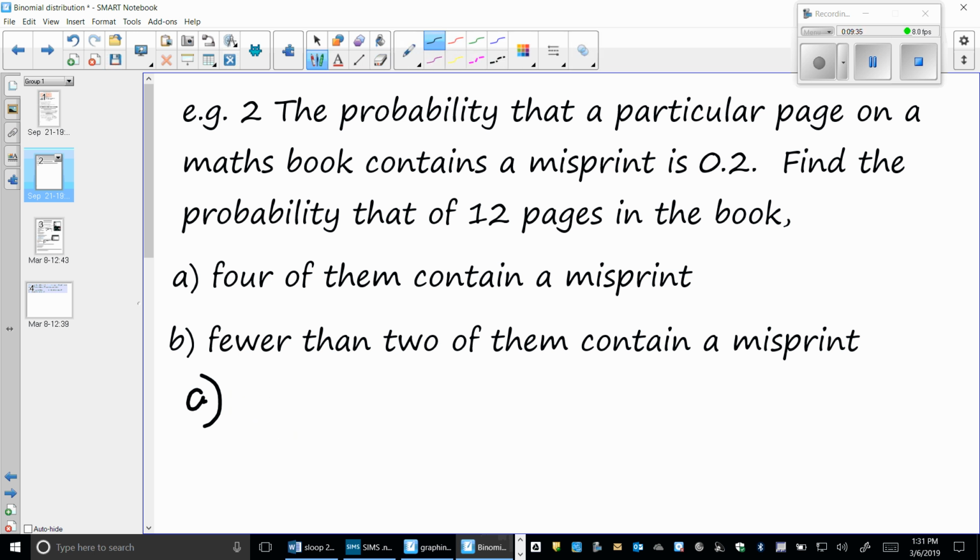Because Q equals 1 take away P, does that mean that P equals 1 take away Q, the other way? Yes.